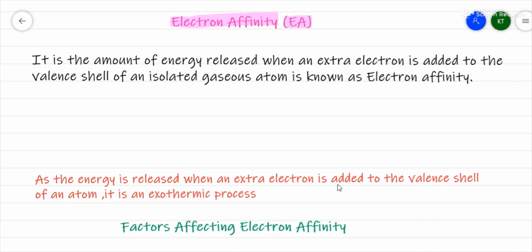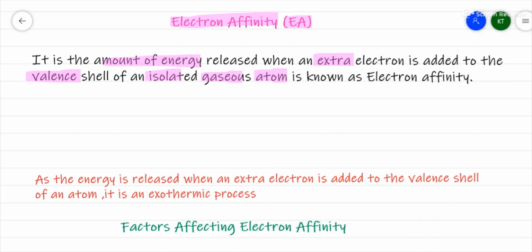Basically, it's an amount of energy released whenever we add an extra electron to the valence shell of an isolated gaseous atom. So it's basically an energy released whenever you add an extra electron. Let me take one simple example to understand this.